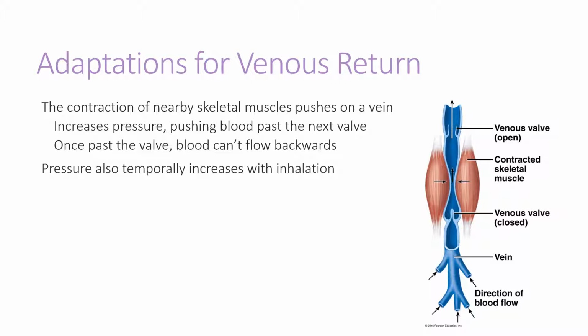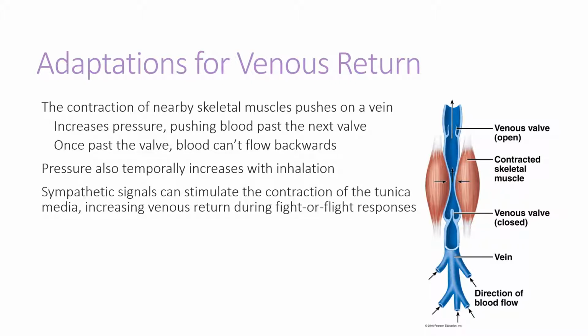In addition to this pressure difference caused by the contraction of skeletal muscle, we also get pressure differences and changes caused by ventilation. As we inhale, it increases pressure in the thoracic cavity. As we exhale, it decreases pressure. It does a similar kind of thing for venous return as the contractions of skeletal muscles. Temporary increases in pressure push blood into the next portion of the vein. As that pressure declines, the valves slam shut and prevent blood from moving in the wrong direction.